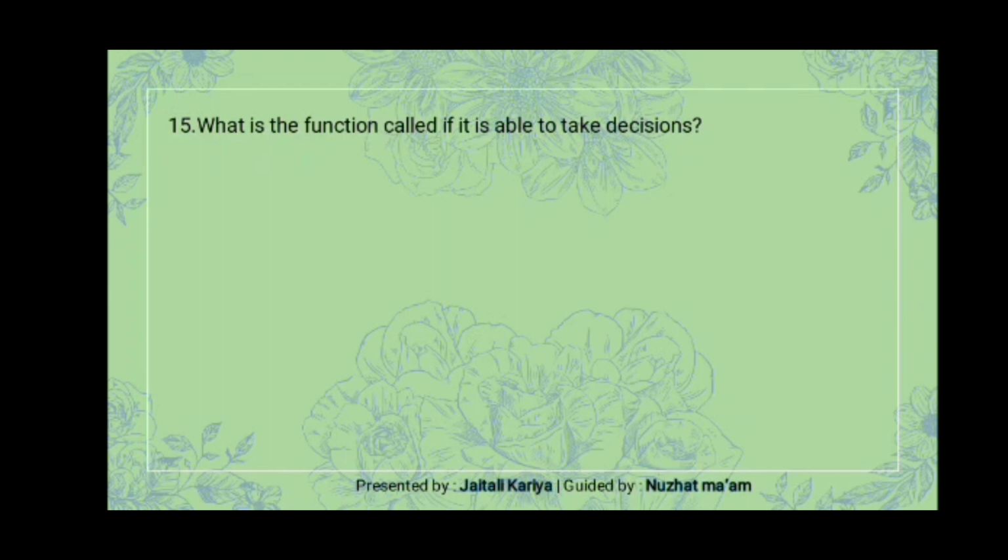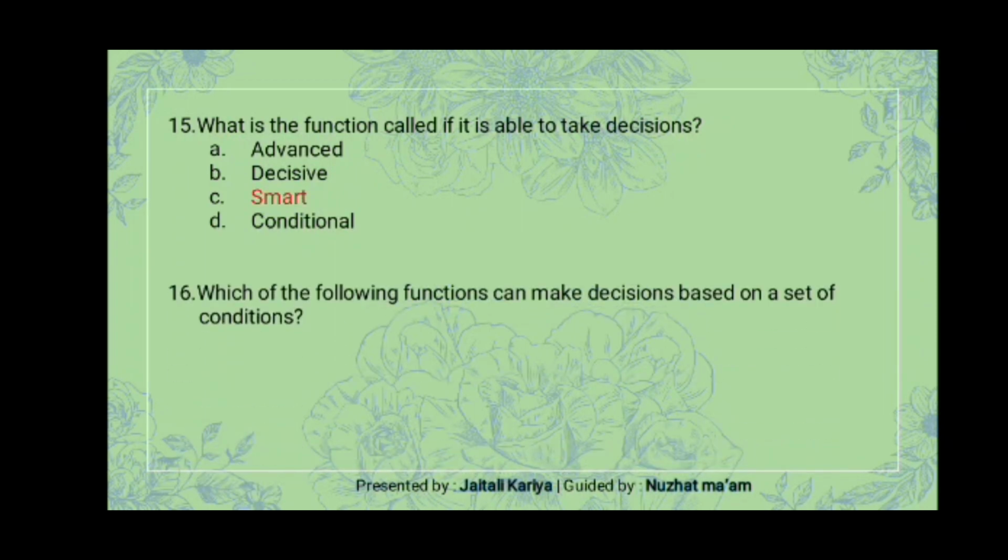15th, what is the function called if it is able to take decisions? A. Advanced, B. Decisive, C. Smart, and D. Conditional. And the correct answer is C, that is, smart. 16th, which of the following functions can make decisions based on a set of conditions? A. Smart, B. Conditional, C. Advanced, and D. None of this. And the correct answer is B, that is, conditional.